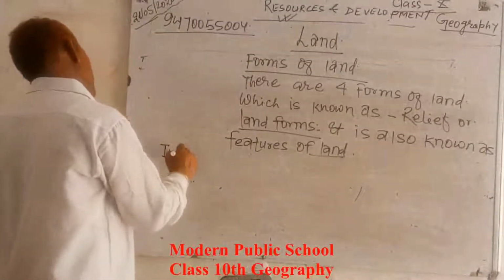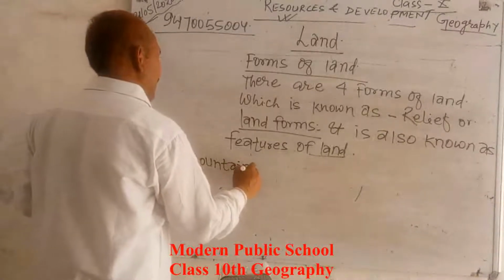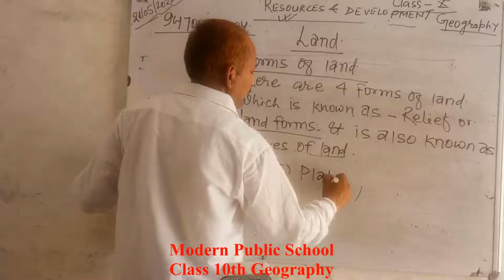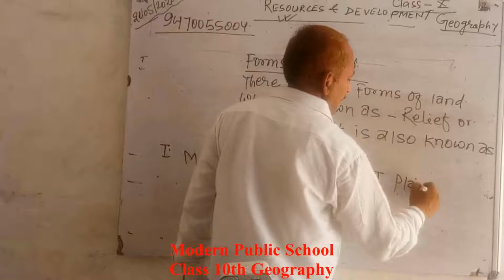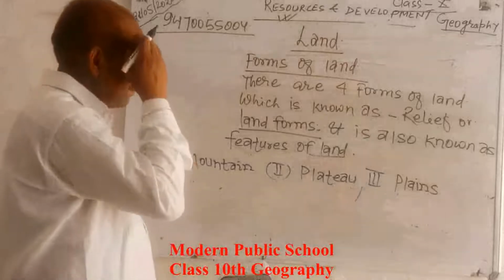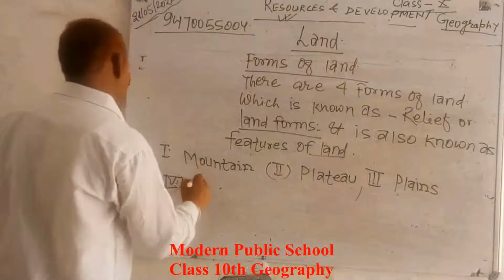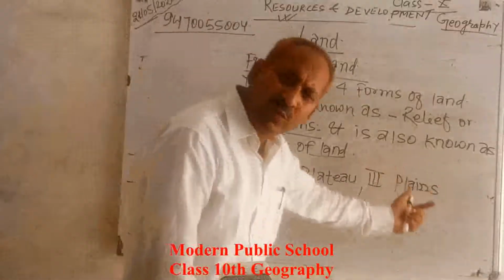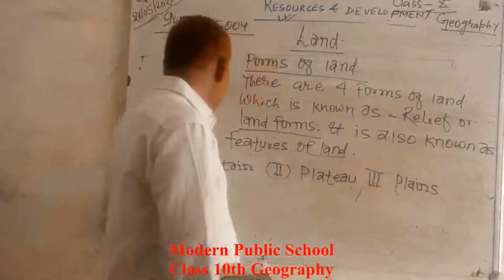Okay, there are 4. First, mountain. Second, plateau. Third, plains. And fourth, hills. Okay, there are the four divisions, four forms, four reliefs of the land: mountain, plateau, plains, and hills.